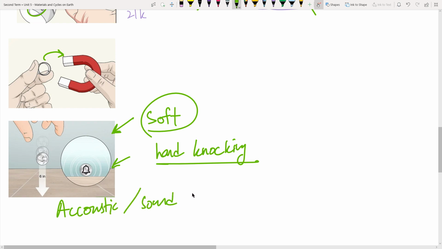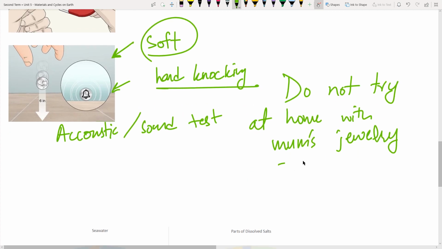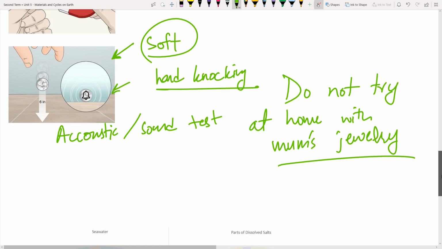You can do this easily with the articles at home, but don't go breaking the jewelry of your mother, because I won't be held responsible. I wouldn't say at home. Let's call it at home with mom's jewelry, right? So don't do this. I won't be held responsible, right? If you break any of your mom's jewelry, that's on you, not on me, right?